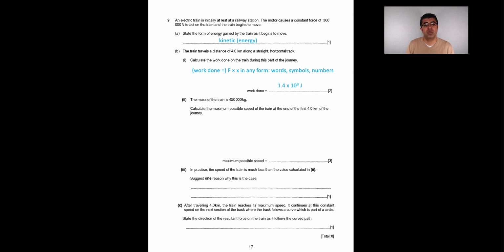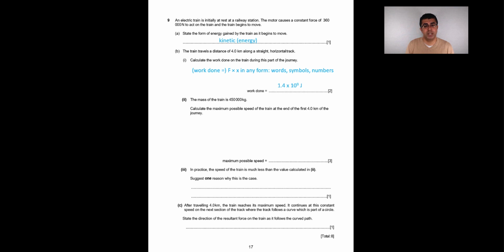So it should have been 360,000 times 4,000, which would have given 1.4 times 10 to the 9 joules. If you didn't leave it in standard form, it's not a big deal. The units are important, and changing the 4 kilometers into meters was important.